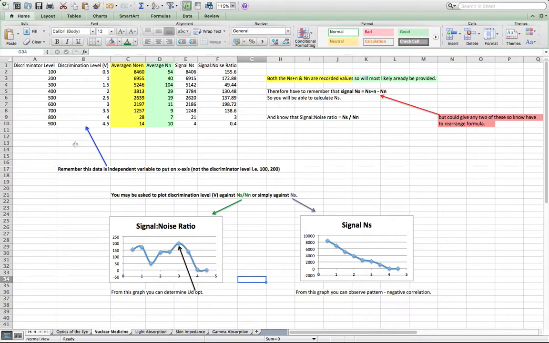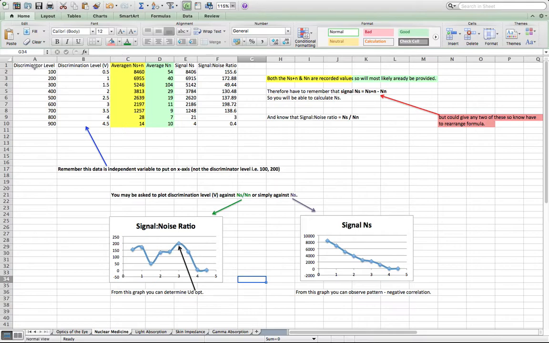Okay, so the first one today was nuclear medicine, and as you can see here, the purpose of this experiment was to measure, using a scintillator counter, basically the counts of all the pulses of a material.